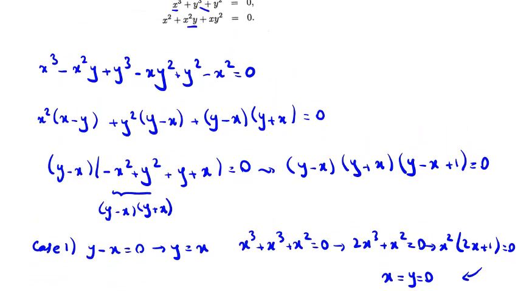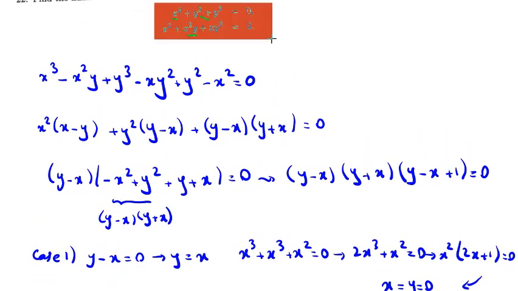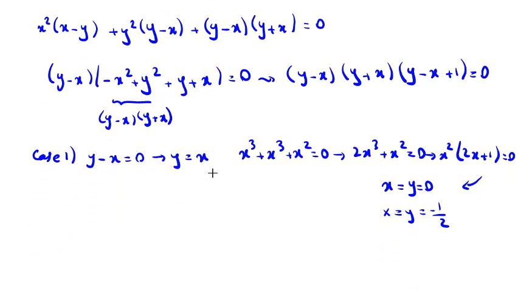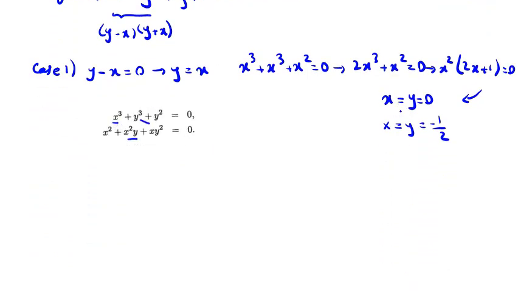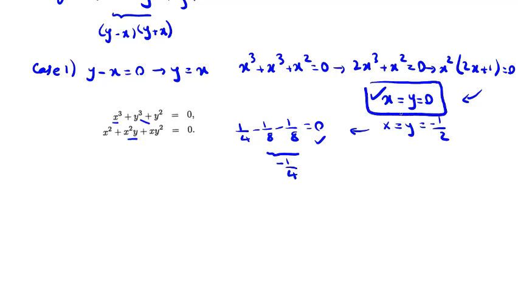So we check this. Let me copy this one and see. Do they satisfy the first equation? We've checked here and reached this. Now let's check for the second one. If x, y is 0, it is okay. If x equals y equals negative 1 half, if we check the second equation, it will be 1 over 4, negative 1 over 8, negative 1 over 8 equals 0. It will be negative 1 over 4, and that's correct. So we found two answers so far.